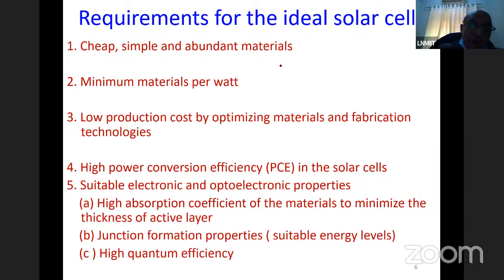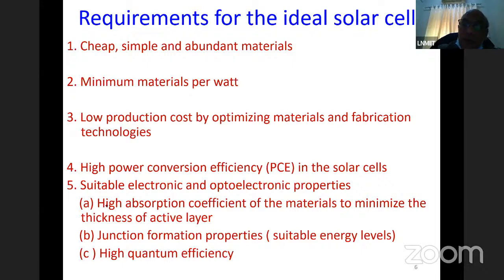Now, these are the suitable electronic and optoelectronic properties. The materials which we are using in the active layer, active meaning the combination of P or N, or donor and acceptor, should have a high absorption coefficient as well as a broad absorption spectrum covering the UV, visible, and then near IR. And the materials which we are using in a solar cell, in terms of donor and acceptor, should form the junction.